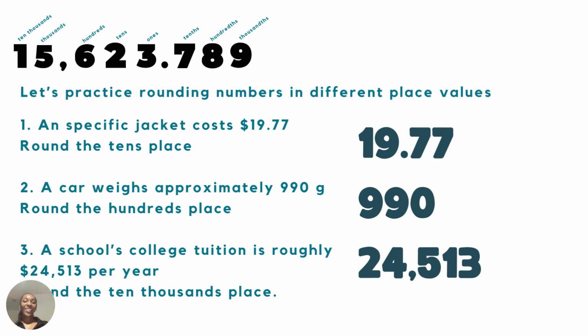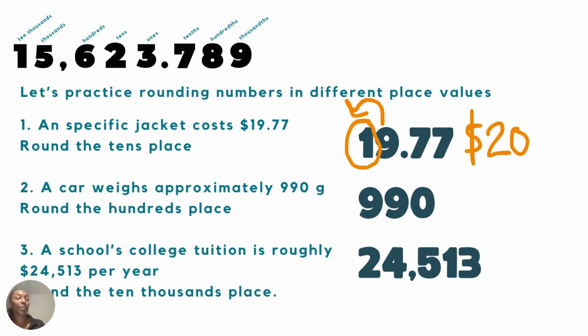All right, let's try this one. A specific jacket costs $19.77. Round to the tens place. So it's going to be the 1, and the number directly behind the 1 is a 9. So we're going to round that up to $20.